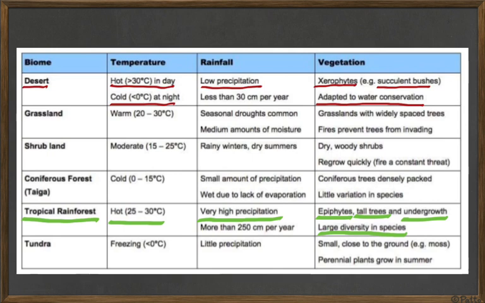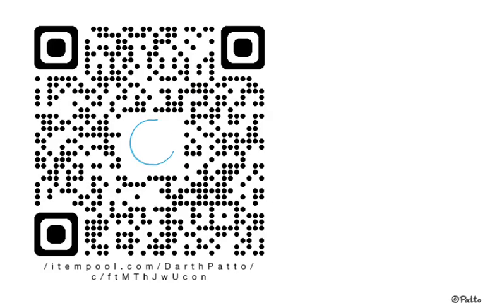Another biome that's important for you to know is the coniferous forest or taiga. It's usually very cold, not absolutely cold, it's not below zero, but on the yearly average it goes from around 0 to 15 degrees Celsius. You have a small amount of precipitation because there's not much water evaporating there. The typical vegetation is coniferous forest, with very little variation in the number of species. So knowing some characteristics of some biomes can be very helpful.